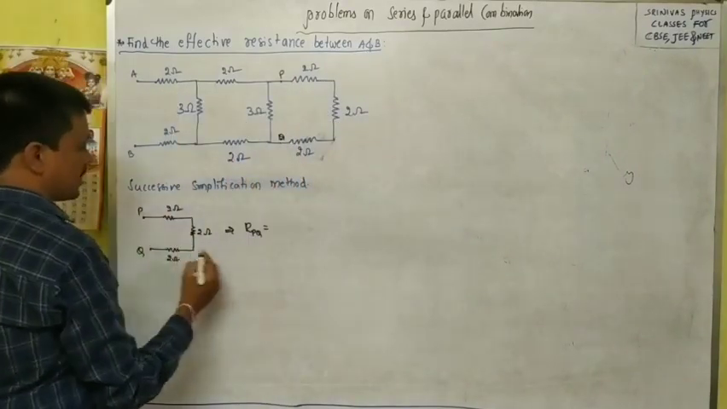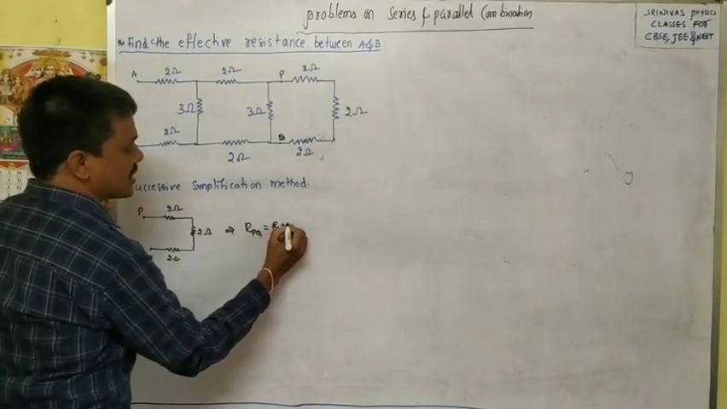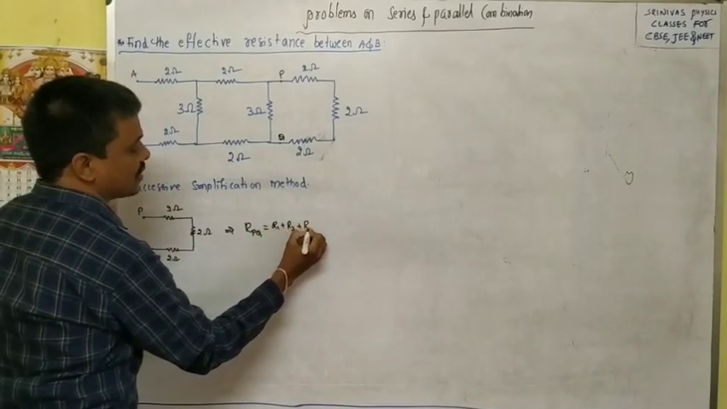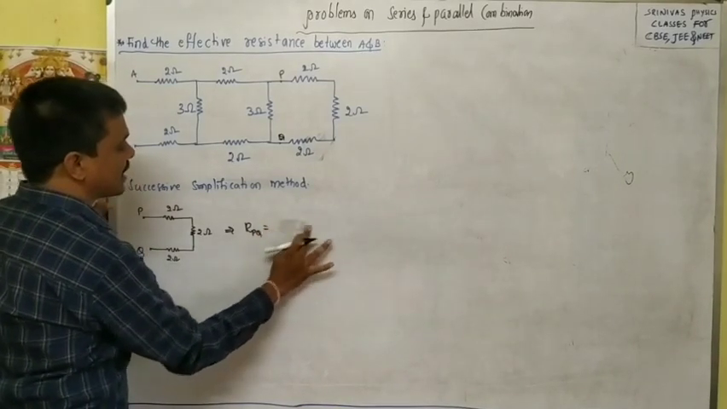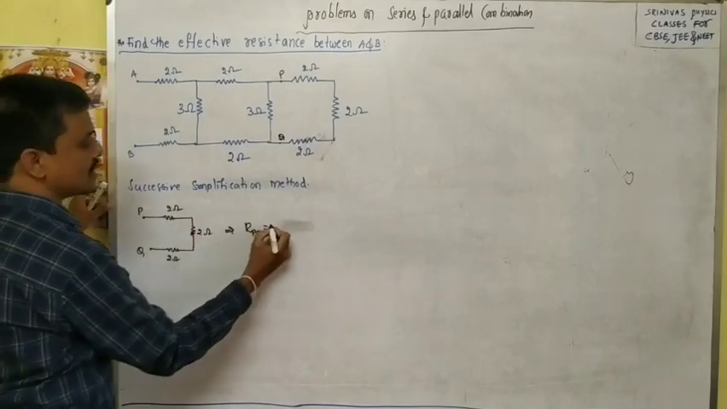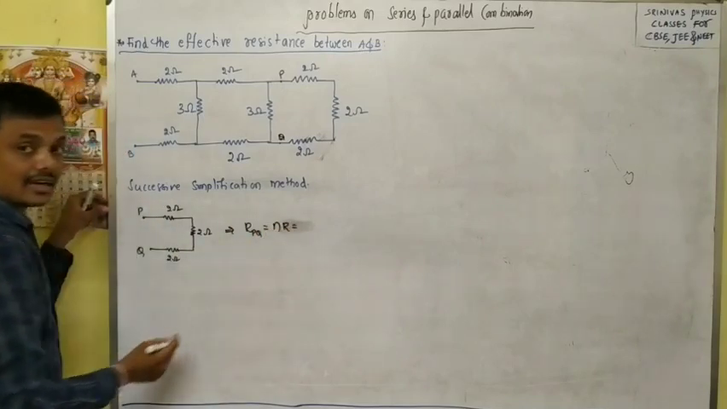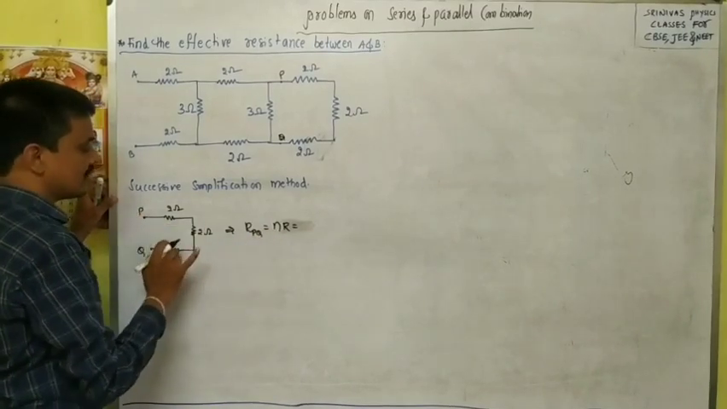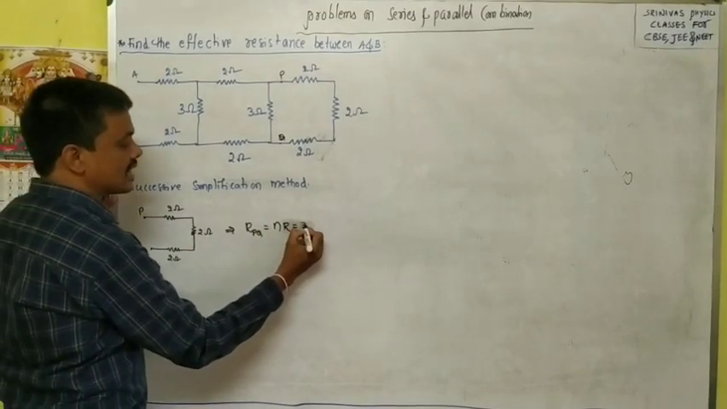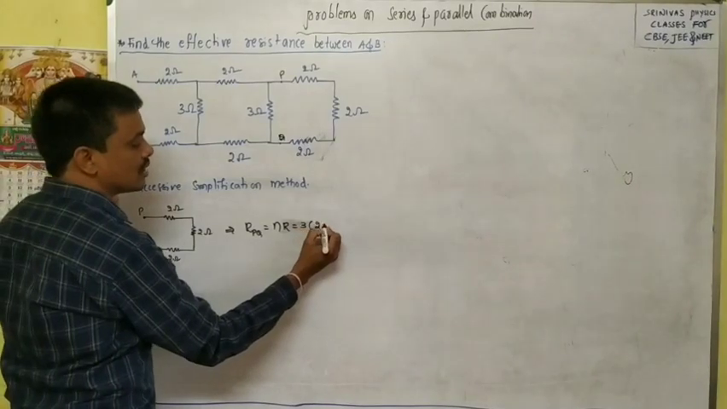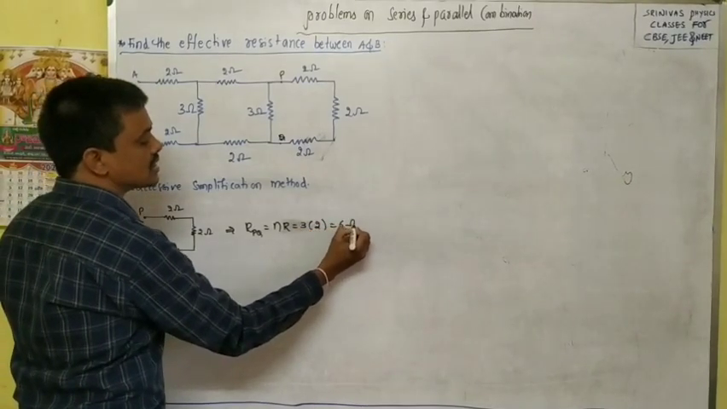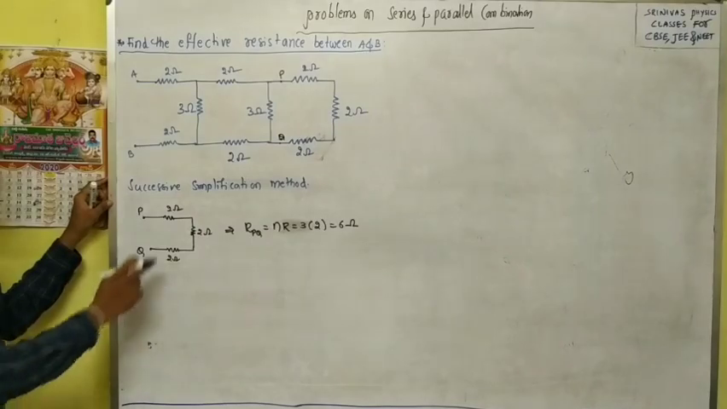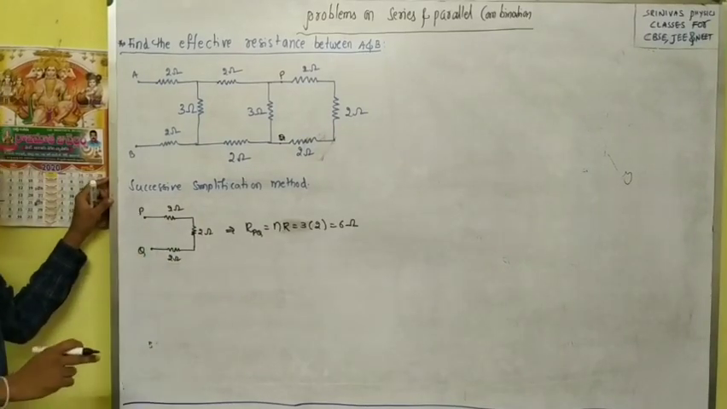First we have to find the effective resistance here, that is R1 plus R2 plus R3. Otherwise, these are three identical resistors, then we write nR. If n identical resistors are connected in series, then nR is the effective series resistance. Here n is 3 and each resistance is 2 ohm. Then what do you get? 3 into 2, 6 ohm. The effective resistance is 2 plus 2 plus 2, 6 ohm.